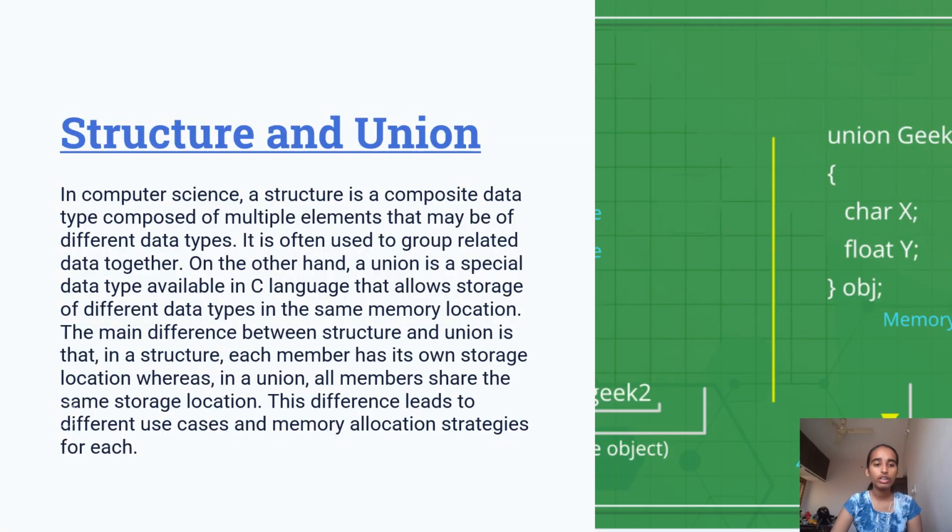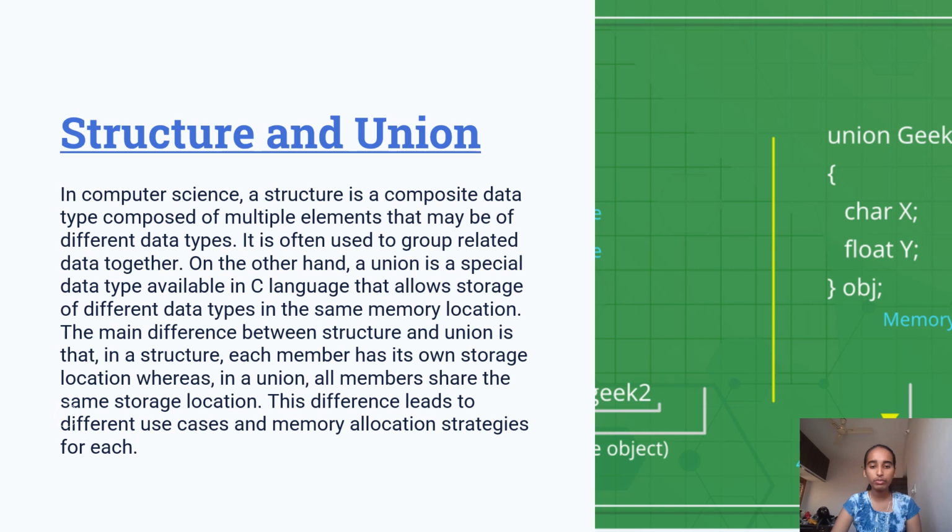Structure and union. In computer science, a structure is a composite data type composed of multiple elements that may be of different data types. It is often used to group related data together. On the other hand, a union is a special data type available in C language that allows storage of different data types in the same memory location.